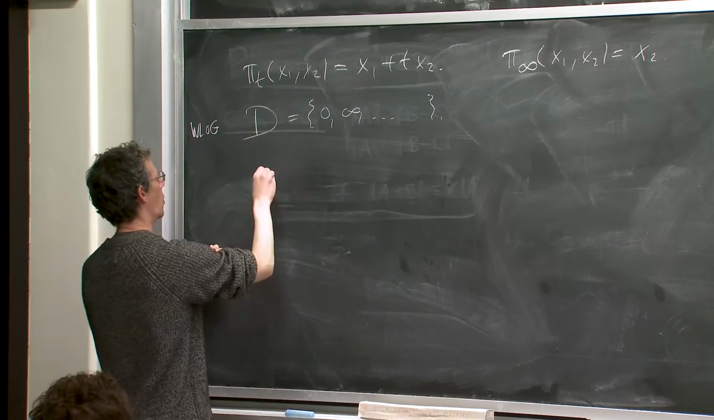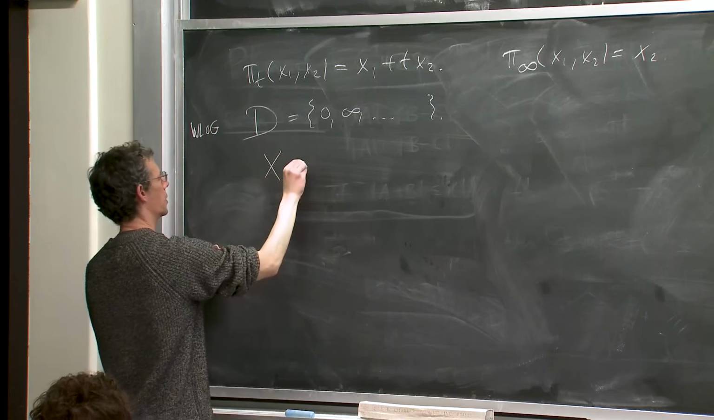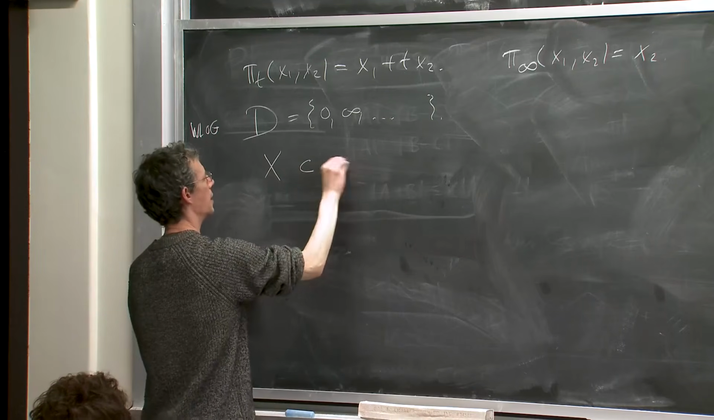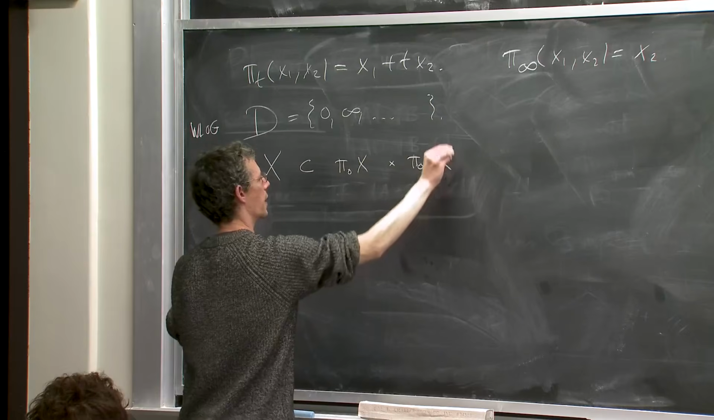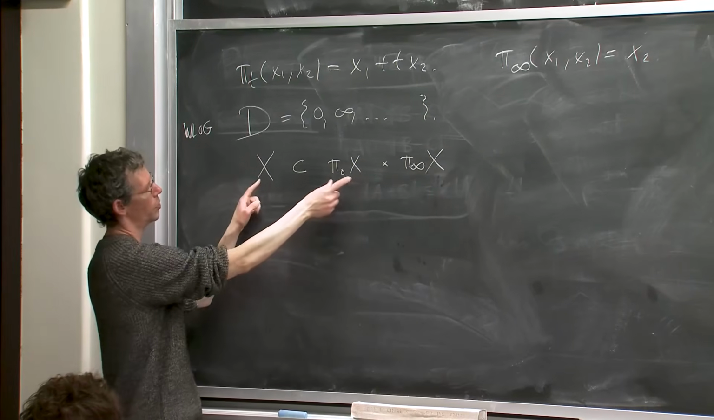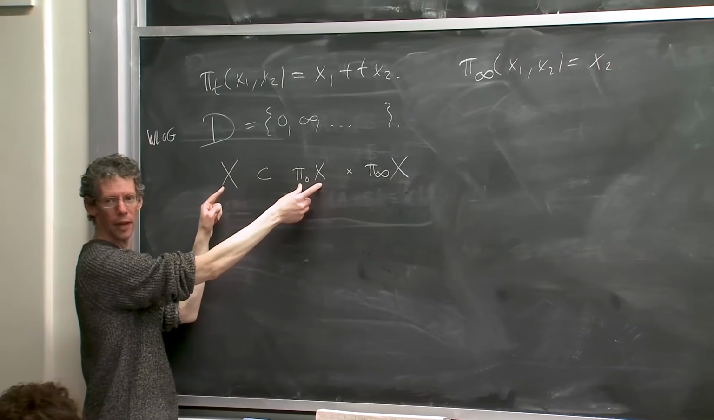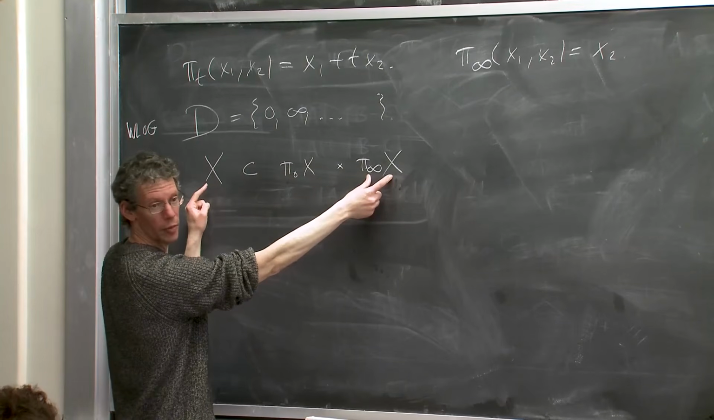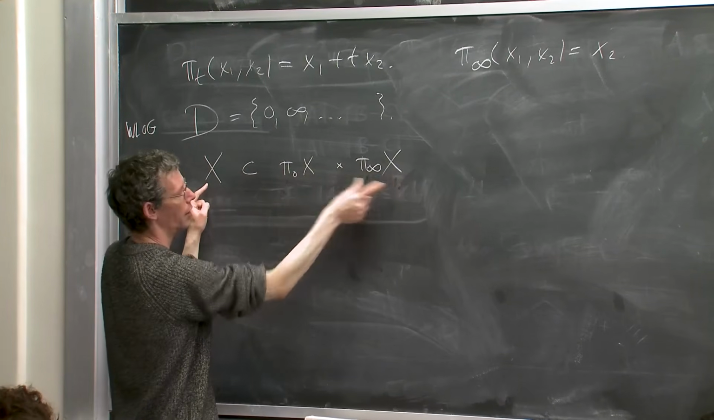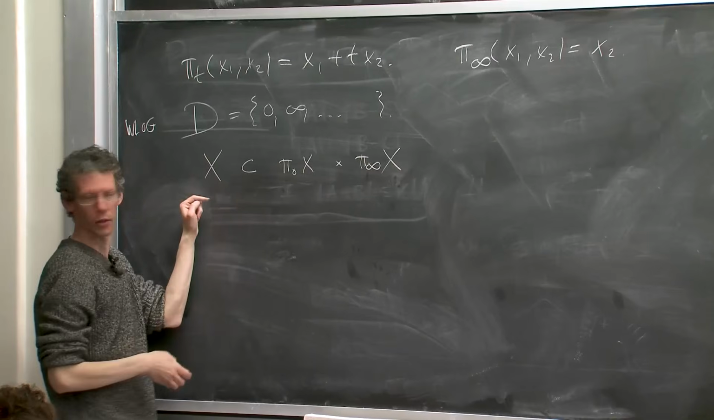Right. So now any set X is contained in pi_0 of X cross pi_infinity of X. So pi_0 of X are all the possible first coordinates of anybody in X. Pi_infinity of X is all the possible second coordinates of everybody in X. And so this product contains X. So this is true for any set.